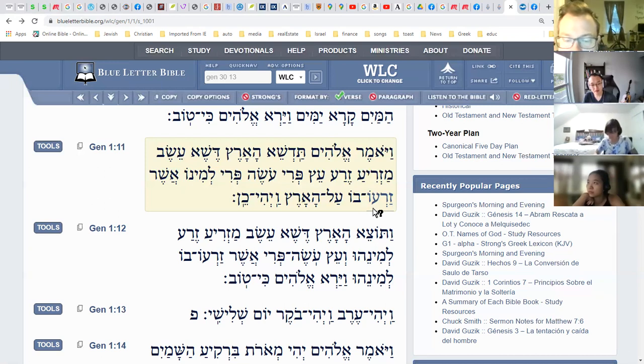Yeah. Back to the tree, the seed of the tree. Yes, there you got it. Exactly, that's it. When you have the suffix on the noun, it's genitive or possessive. So it's referring back to the original tree, trying to connect everything. Right. I see, it's his seed.